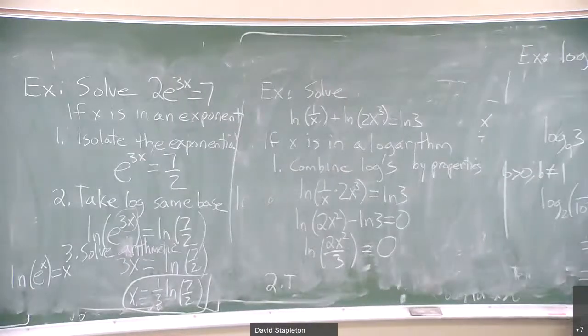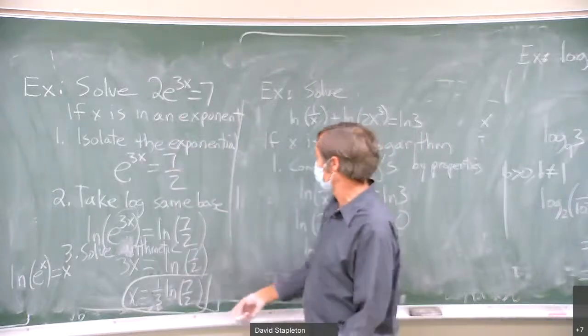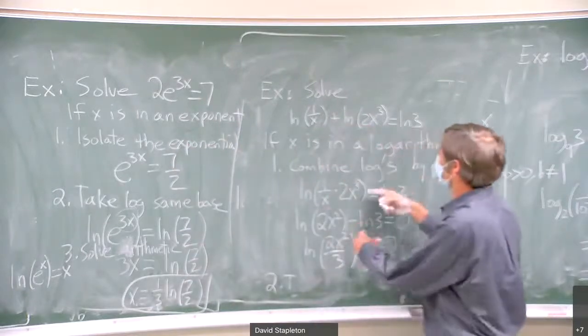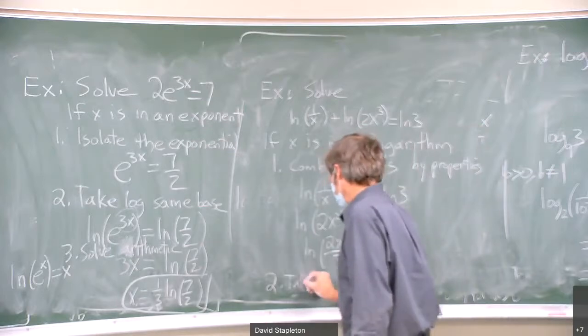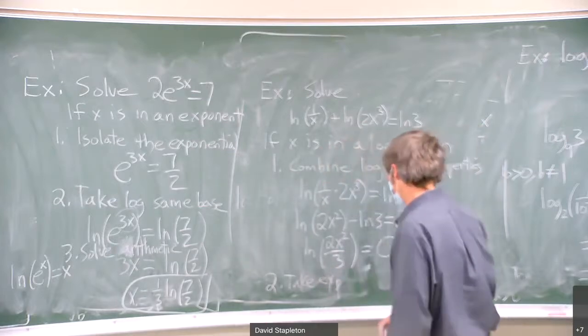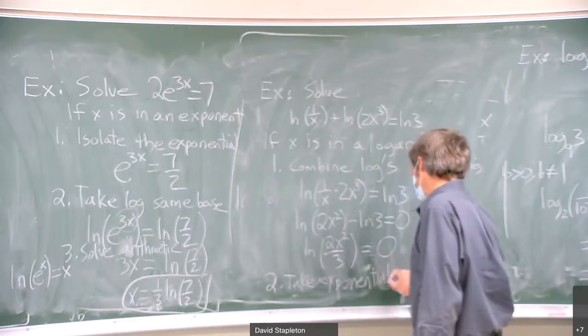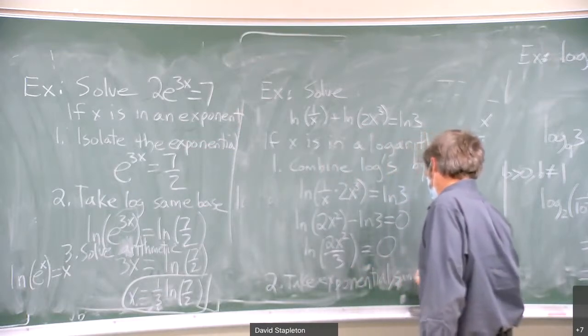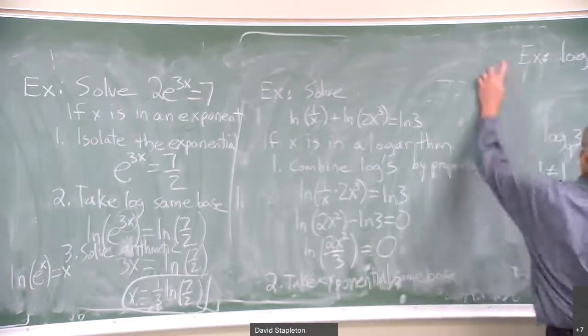So if x is in an exponent, you isolate the exponential, take the logarithm of both sides to get x out. If x is in a logarithm, you combine the logarithms, take the exponential of both sides to get them to undo each other. Take the exponential, same base is easiest. You can use any base you want, actually, it turns out, but the easiest one is the same. Take the exponential, same base, because then they automatically invert each other.